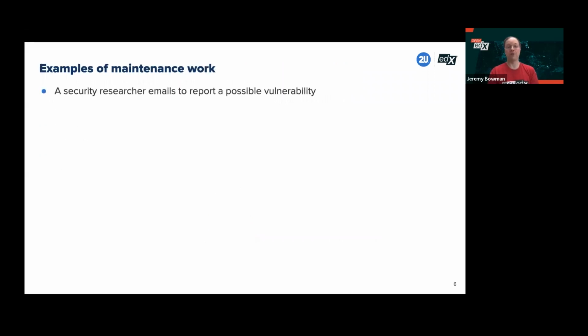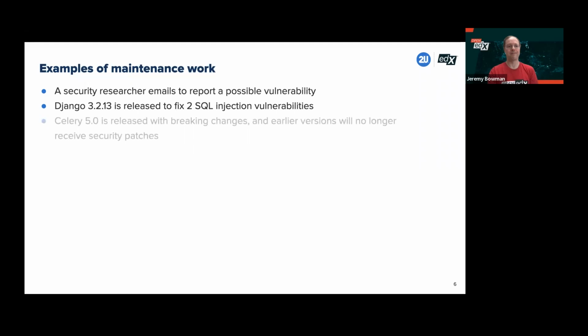A security researcher might reach out to the security mailing list for open edX to report that they found something they think is a vulnerability, and then we need to take time to investigate and potentially address it. Django 3.2.13 is released and fixes 2 SQL injection vulnerabilities. We may know that there's a release coming, but until the day it's released, we don't know about it. We need to get this out the door fairly quickly to make sure everything stays on versions that aren't going to be subject to security attacks.